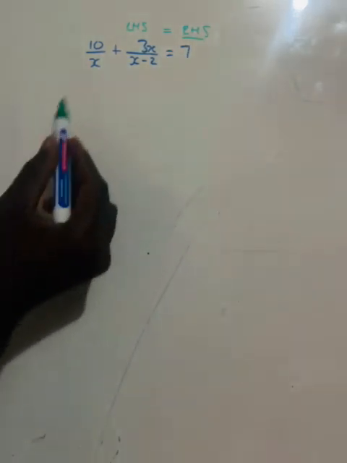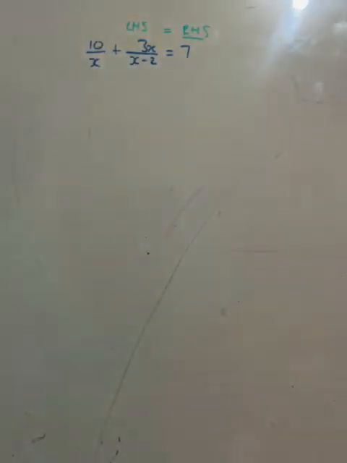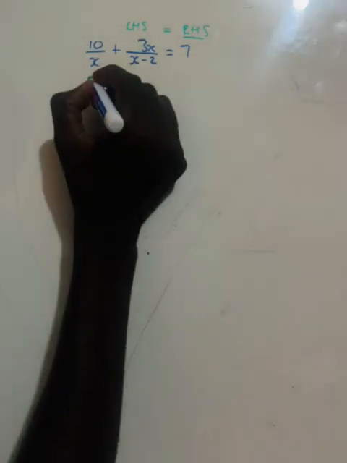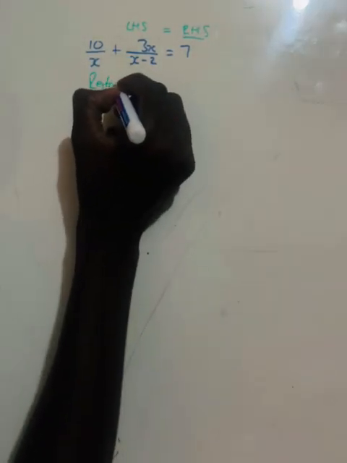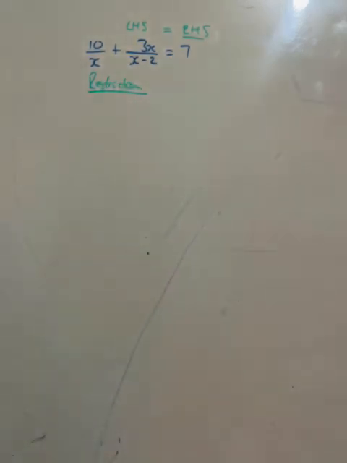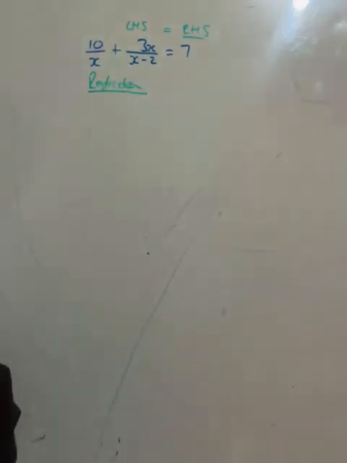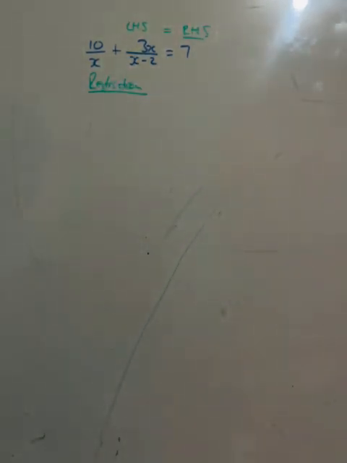But most importantly, what do we have? We've got denominators, therefore we've got fractions. So what do we do? Number one, there is a restriction which we have here. We need to take care of a restriction. What does this mean? So before we deal with the high school thing, let me just remind you of something.